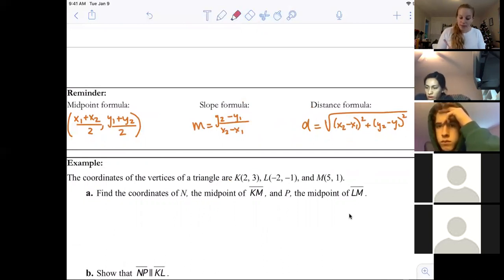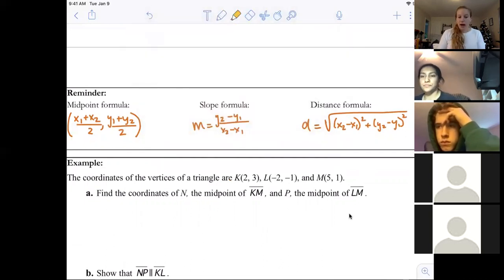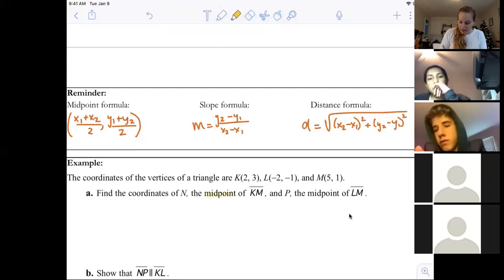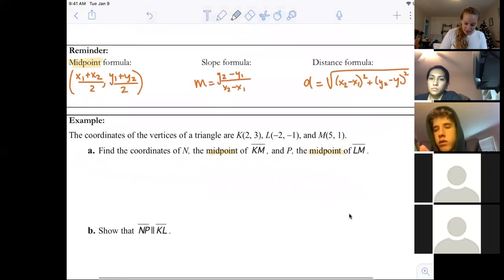And the reason I brought these up is because we're literally about to use them in the next three problems. I'm giving us coordinates, so we're gonna draw a triangle on an actual graph, not just in floating space like we've been doing. And I'm gonna ask us to find some midpoints, so we're gonna need the midpoint formula. I'm gonna ask us to show that these lines are parallel. Well, being parallel has to do with our slope.